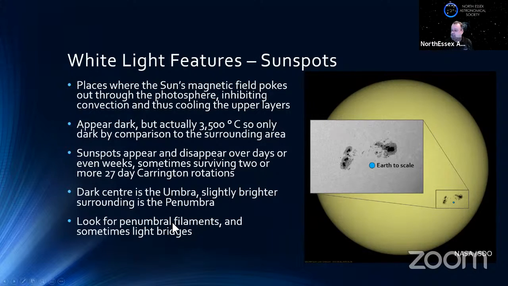You can see things like filaments and light bridges. Sometimes you'll have a sunspot with a really bright line across the middle of it. And that's where the hot plasma is being moved by the sun's magnetic field.